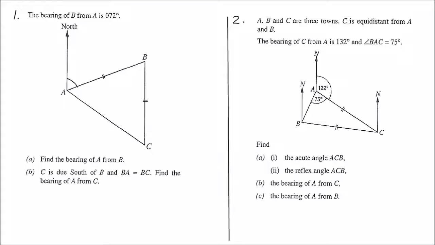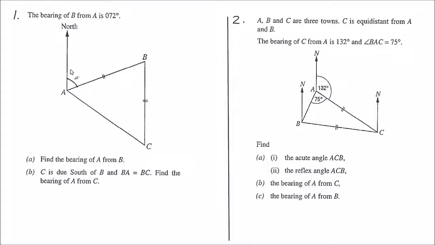Hi, welcome to this second lesson on bearing. In this lesson, I've included two questions taken from past GCE O-level exams. In question 1, we are given the bearing of B from A is 072 degrees.